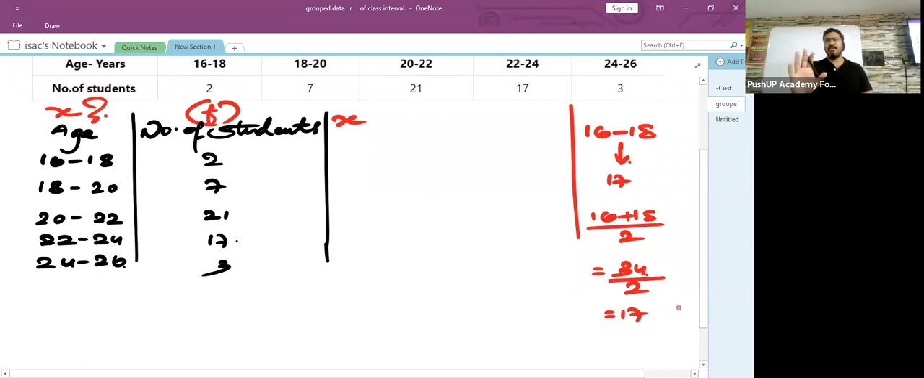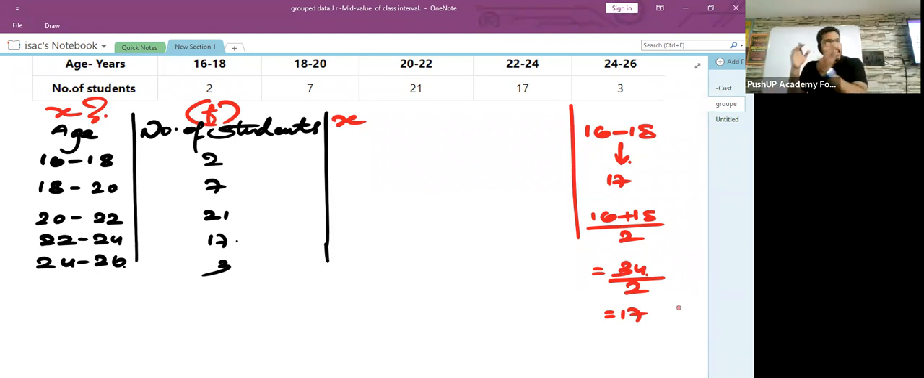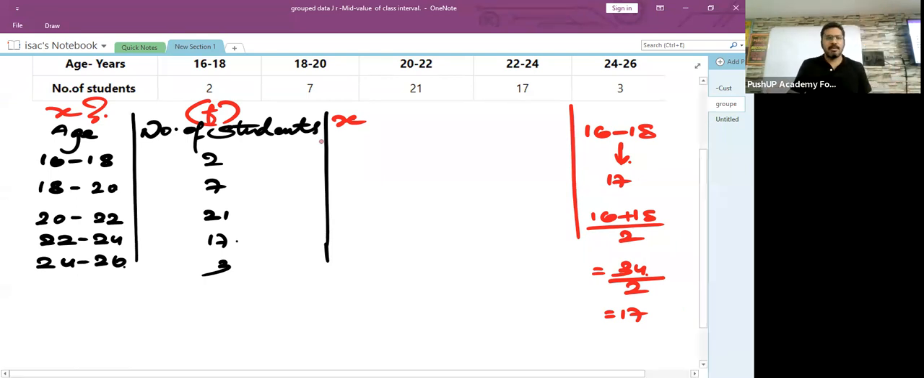Every now and then you don't have to do such calculations, because the examiner is least bothered whether you found the mid values by doing calculations on paper or in your mind. So if you can do it in your mind itself, well and good, you can save a lot of time. Hussein, you followed it.